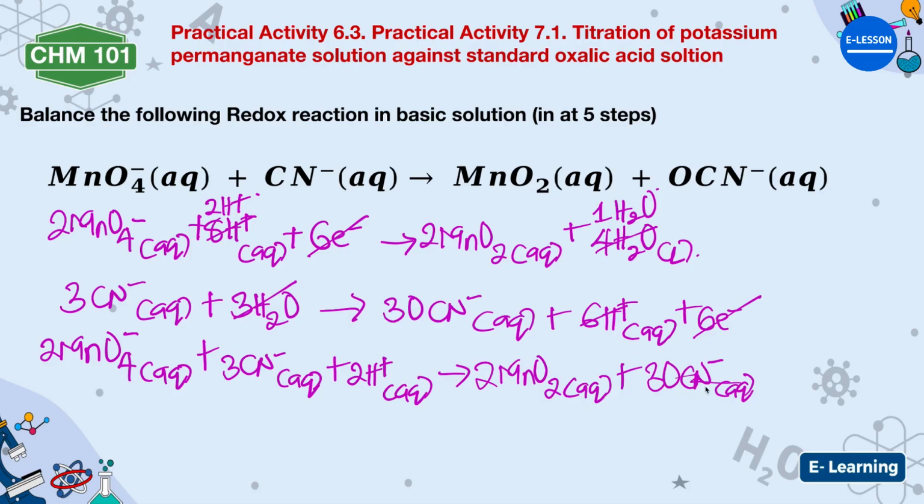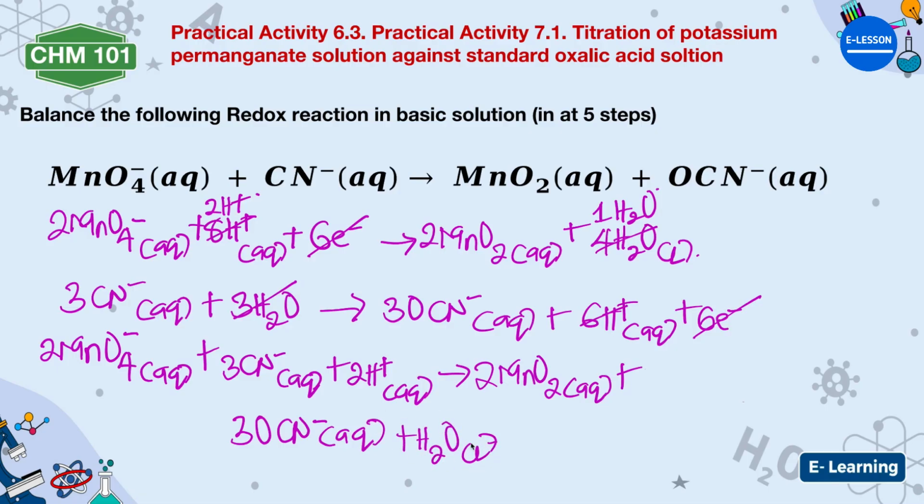aqueous. I know this page, my screen will, let me put it this way, 3OCN negative aqueous plus nothing. I believe so. Plus nothing. Where is the water? Where's the water? We have one molecule of water left here. So we have plus, because I know water must be there at the end of the reaction, plus H2O liquid. Is that okay?